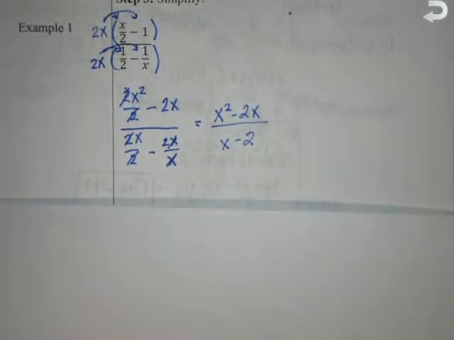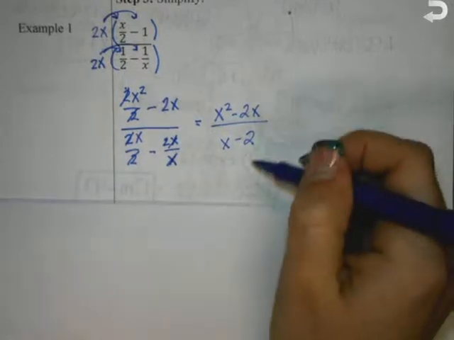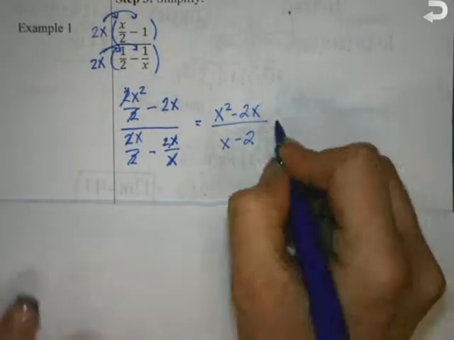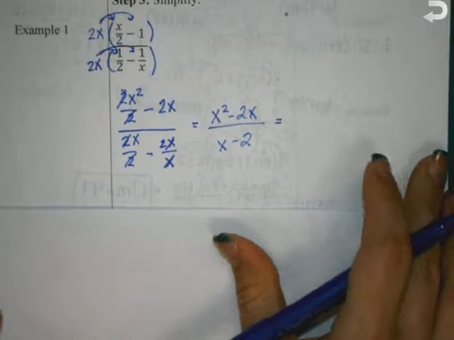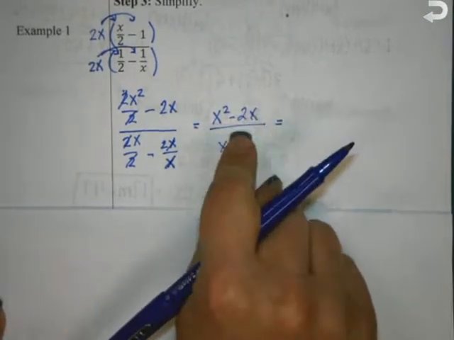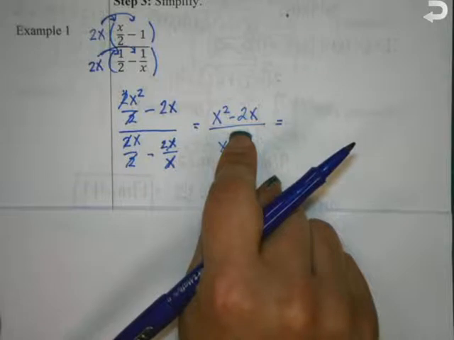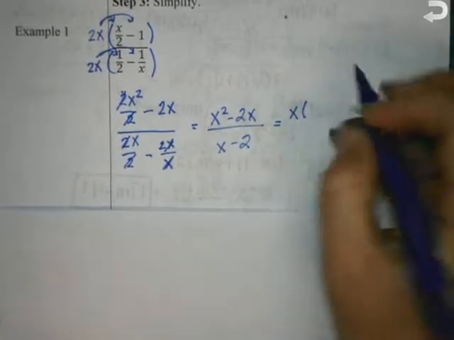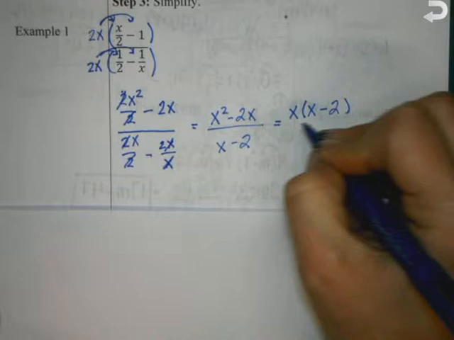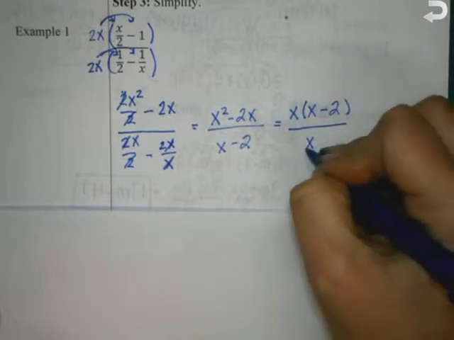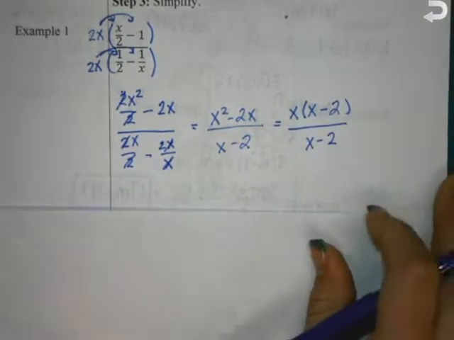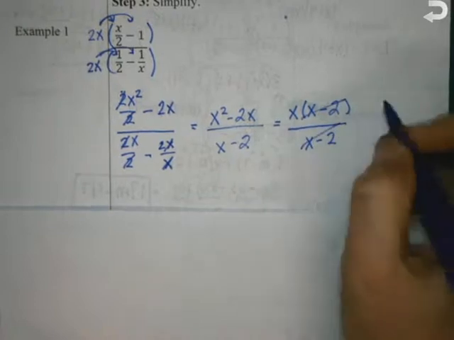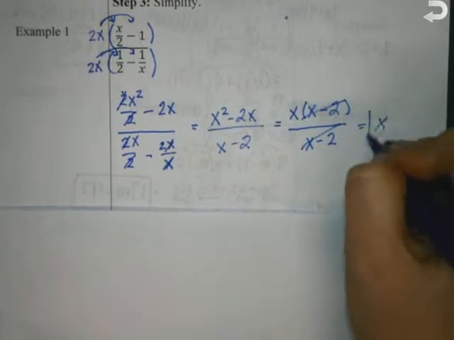Okay, can I simplify this? I can. Look at the numerator. Can I pull something out? X is a GCF. So pull out an X in the numerator. And what are we left with? X minus 2 all over X minus 2. And now do you see something that cancels? The X minus 2. So what's my answer? X.